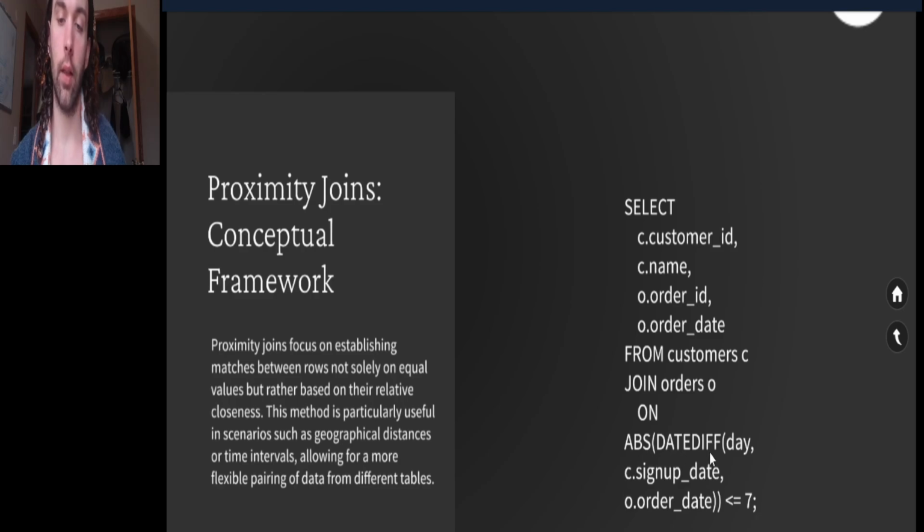So what this will do is, if that's negative, absolute value will turn it to positive. If it's positive, it'll still be positive, because absolute value is just the distance from 0. So you can find all this information from the customers and the orders where the difference between the sign up date and the order date is less than or equal to 7 in terms of the day units, because date difference will spit out a number in terms of the unit that you specify. So in this case, it'll spit out a number representing days between those dates.